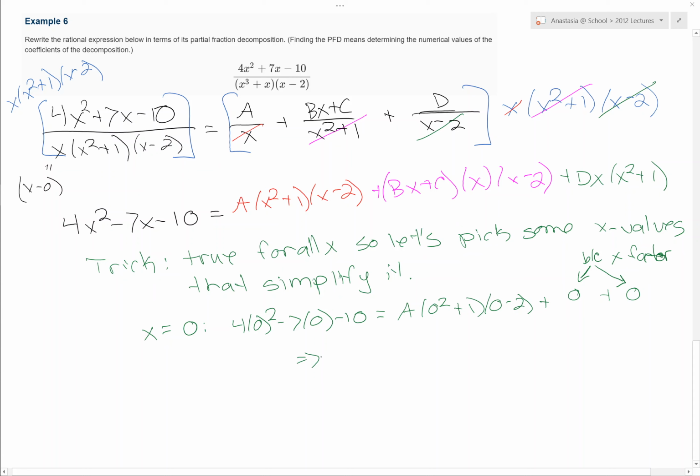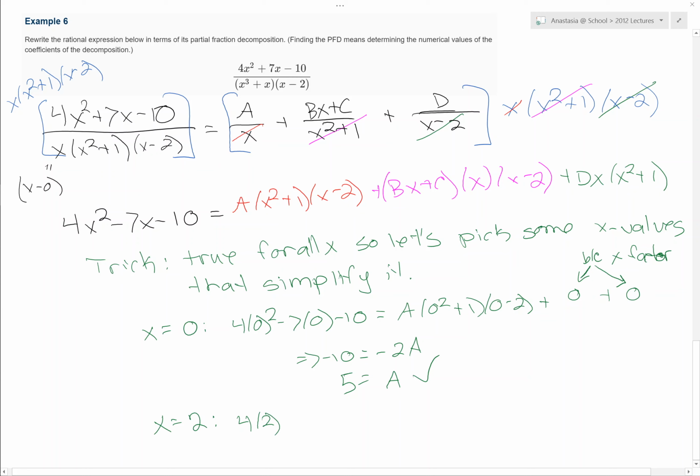So we end up with negative 10 is going to equal negative 2A. So A is going to be 5. And there is one of our undetermined coefficient values already. So now, let's think of another x value that we can substitute in that would make it really easy. We can't zero out x squared plus 1, but we can zero out x minus 2, and we can do that by picking x equaling 2.